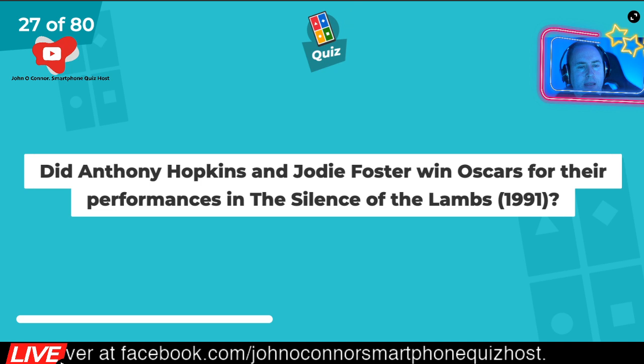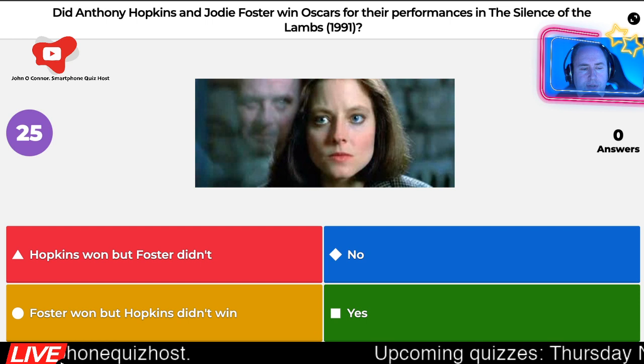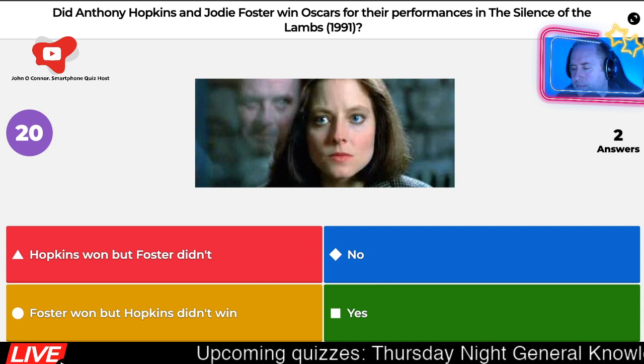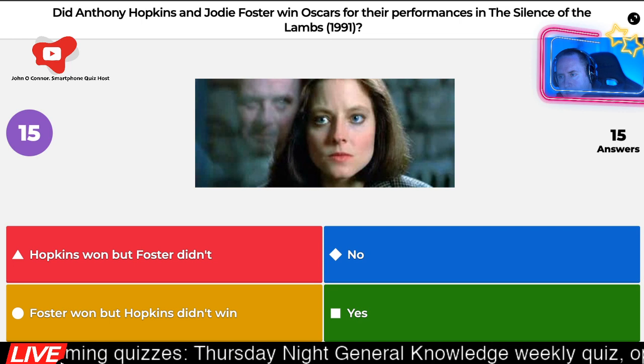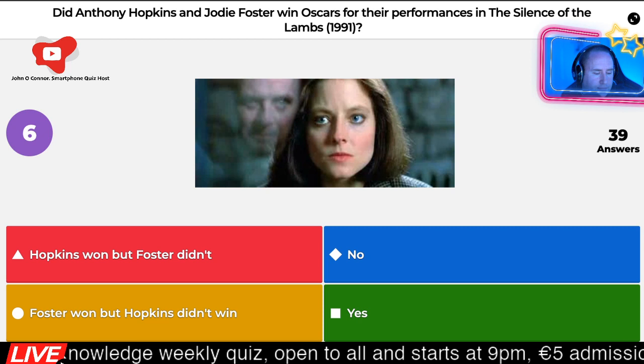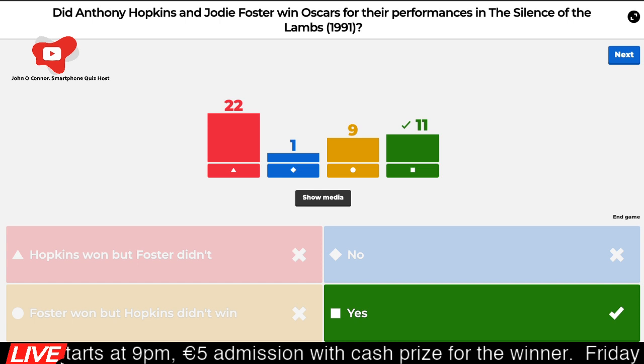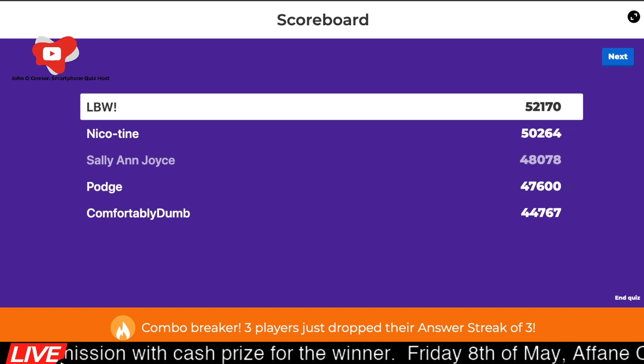Did Anthony Hopkins and Jodie Foster win Oscars for their performances in The Silence of the Lambs? Is it Hopkins won but Foster didn't? No, Foster won but Hopkins didn't? Or is it yes, they both did? The correct answer here is yes. Punch into third place, here is your next question.